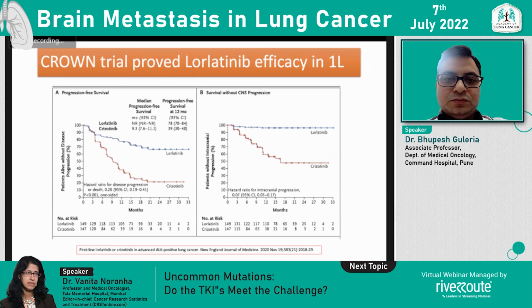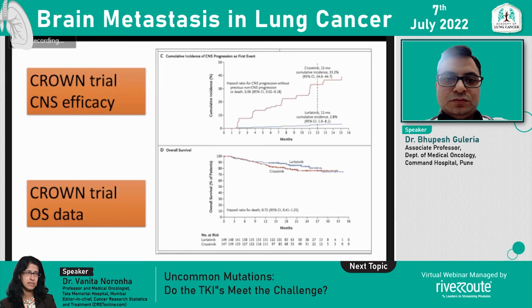Then came the CROWN trial, which has proved lorlatinib efficacy in the first line setting. We have got an overall response as well as CNS progression rates. Survival without CNS progression is significant with lorlatinib, and the CNS efficacy has also been higher, as the incidence of CNS progression was 2.8% versus 33% in the crizotinib arm.